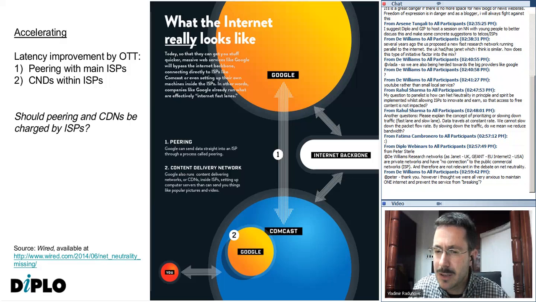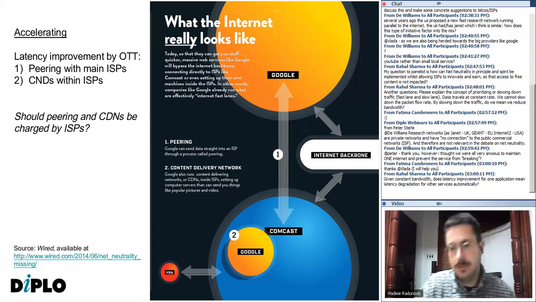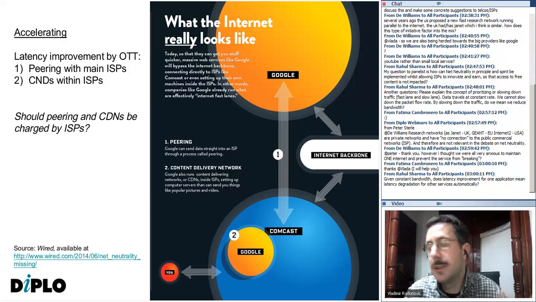One question, I think it's a final question from Peter. Responding to Deirdre Williams, Peter says research networks, such as Janet in the UK, GEANT in the EU, and Internet2 in the US, are private networks and have no connection to the public commercial ISP networks, and therefore are not relevant in the debate on net neutrality. So this is a very good point: when we build another network, as long as it is logically disconnected, as the Europeans would say, from the current internet, we can probably be safe that it's not going to endanger the internet as we know it, though whether we can be safe is a question. Thank you, Peter.